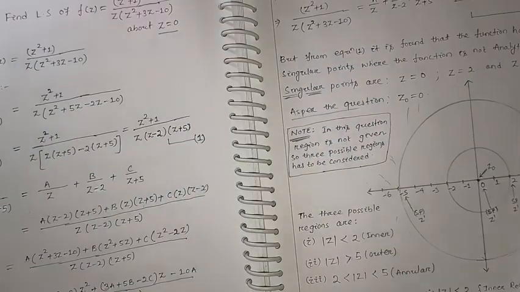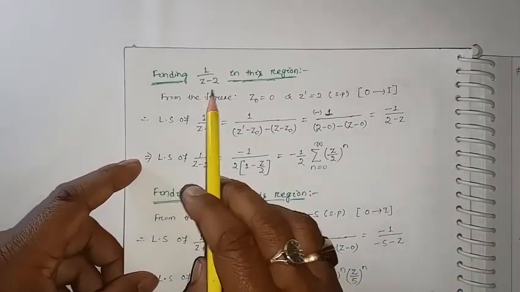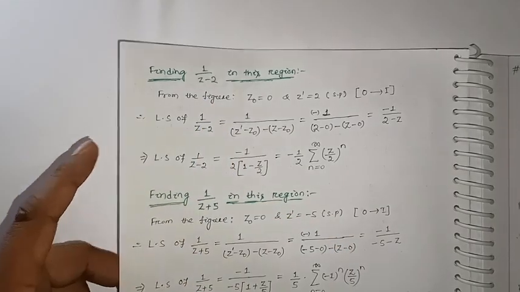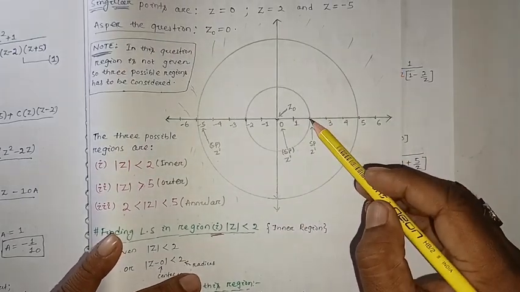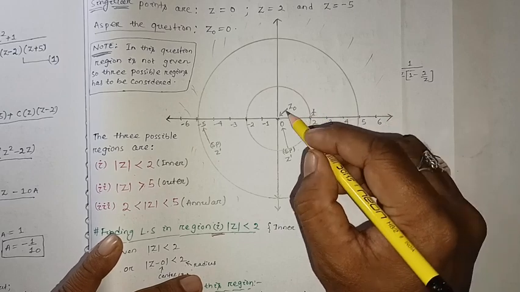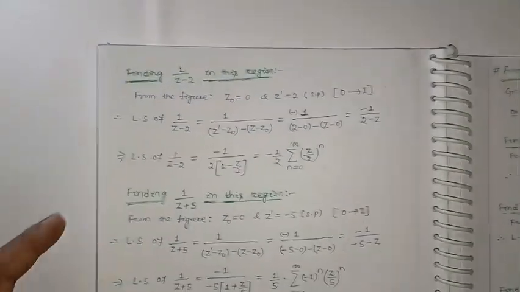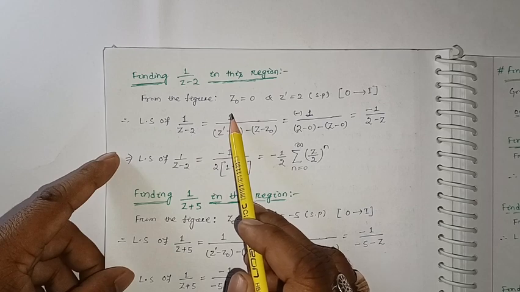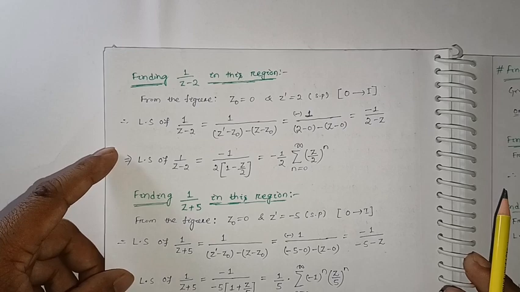Got it? Next, we have to find out the Laurent series of 1 by z minus 2 in this region, in the inner region. So for this case, from the figure we can find z0 is 0, and in z minus 2, 2 is the singular point. So if you are standing over here and you are trying to move inside, that means you are moving out to in. So for this case we are going to consider out to in. Out to in means 1 by z minus 2 will be written in the form of 1 by z dash minus z0 minus z minus z0 as per the Laurent series theorem.